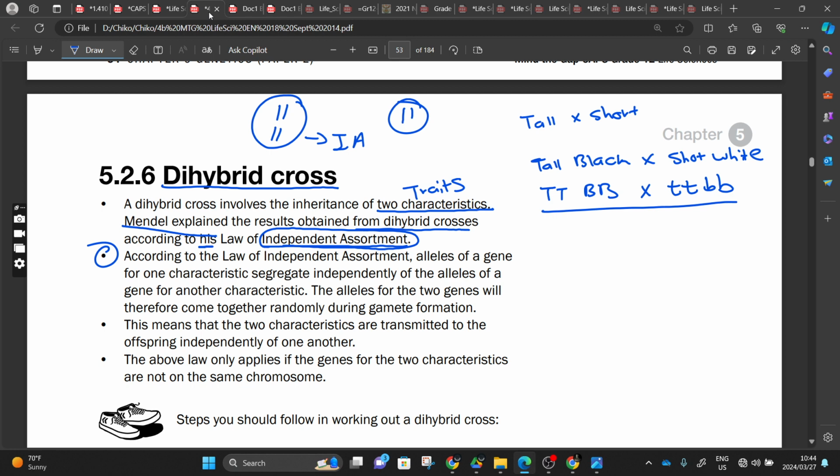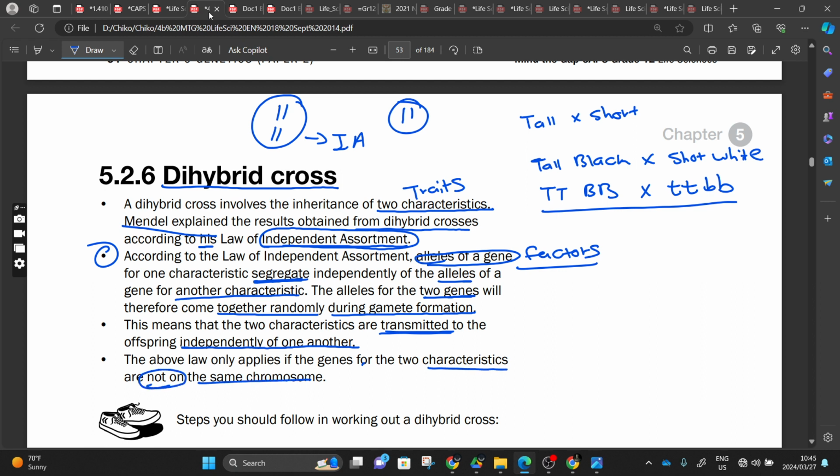According to the law of independent assortment, alleles of a gene, and mind you, Mendel referred to these as factors, of one characteristic segregate or separate independently of the alleles of a gene for another characteristic. The alleles for the two genes, the factors, will therefore come together randomly during gamete formation. This means that the two characteristics are transmitted to the offspring independently of one another. This law applies if the genes of the two characteristics are not on the same chromosomes.